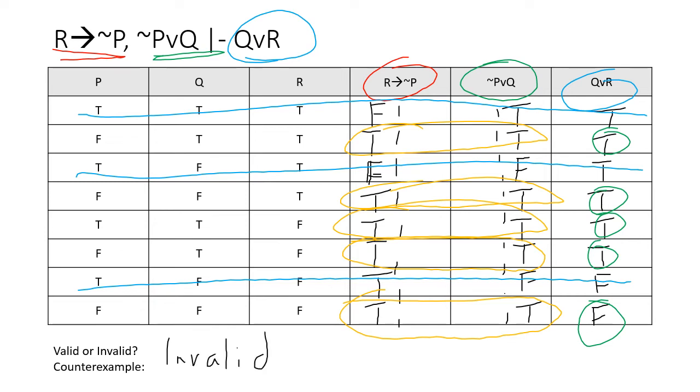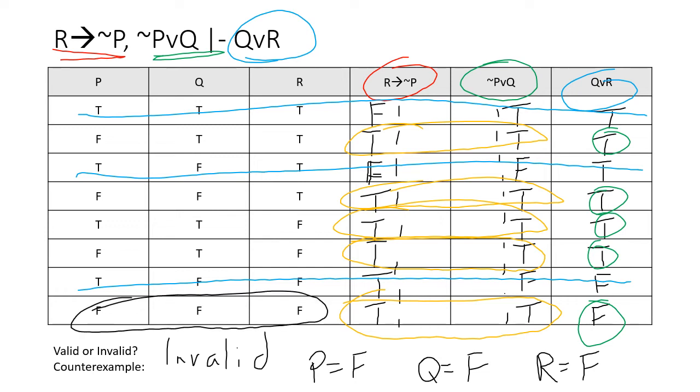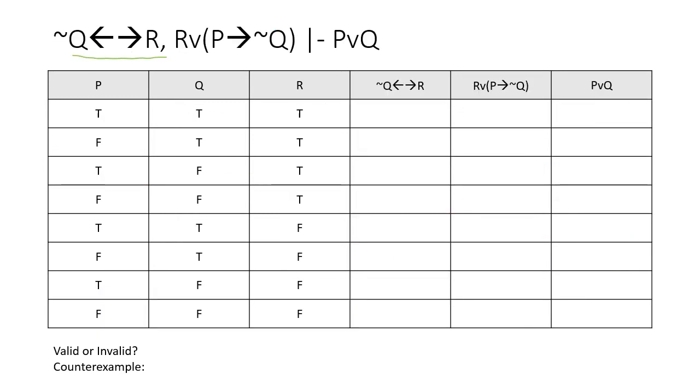And so we need a counterexample. And since we need a counterexample, and we only have one instance, we just have to copy that there. Moving on to the next one, we have two premises. And then our conclusion.